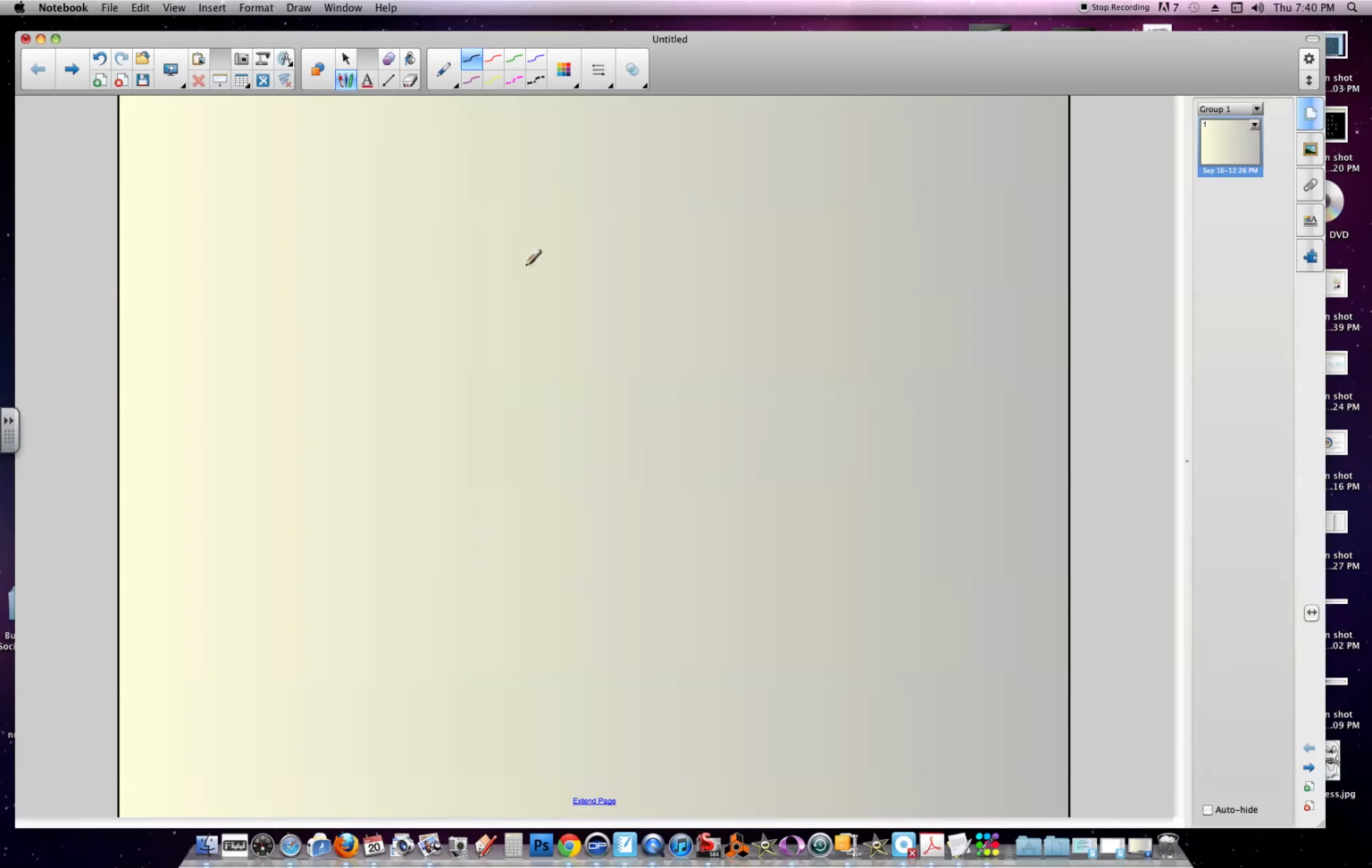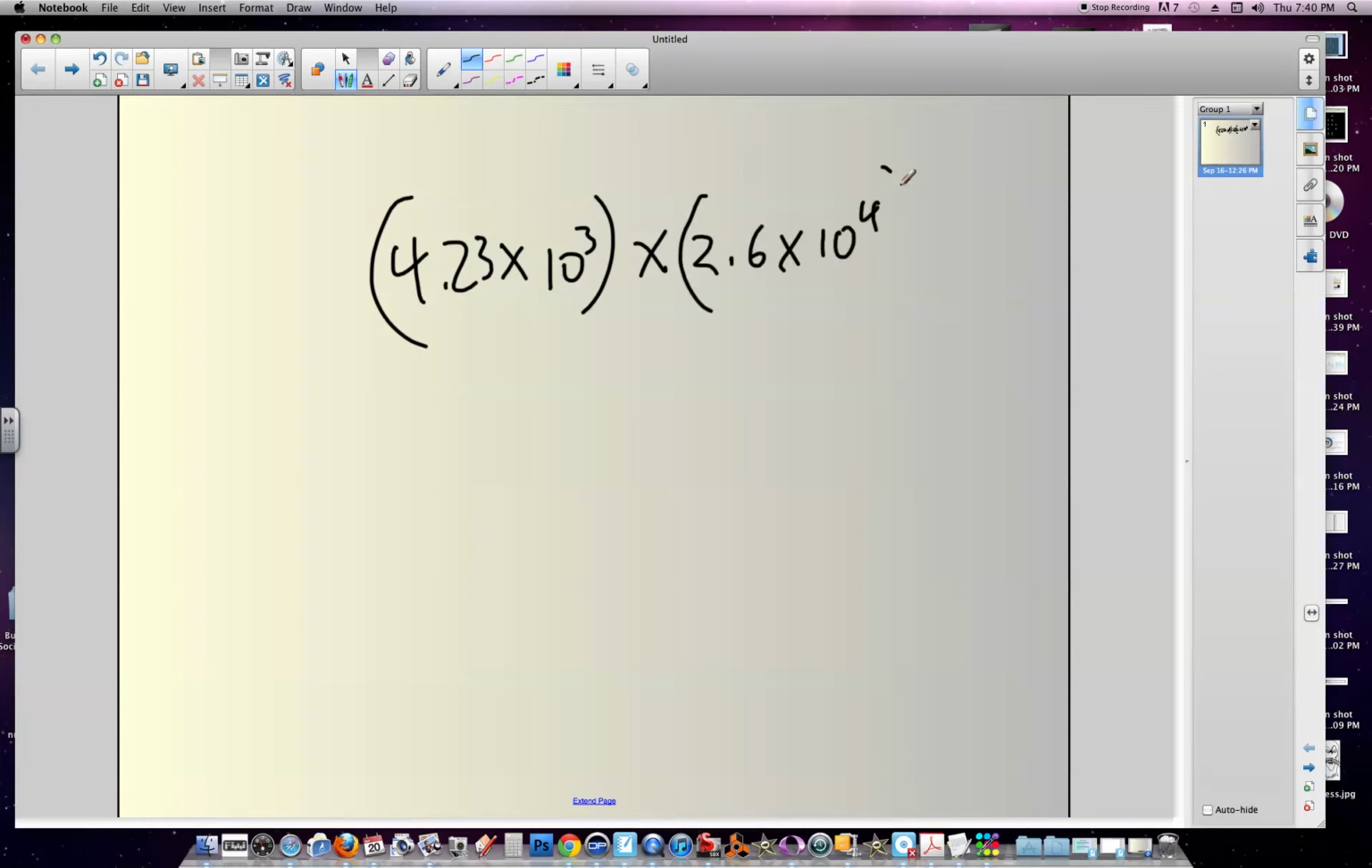With that said, we need to be able to do some calculations in scientific notation. We need to be able to say, hey, okay, let's see here. If I say 4.23 times 10 to the 3rd, that's one number in scientific notation. And I want to multiply it by 2.6 times 10 to the 4th. It's another number in scientific notation.